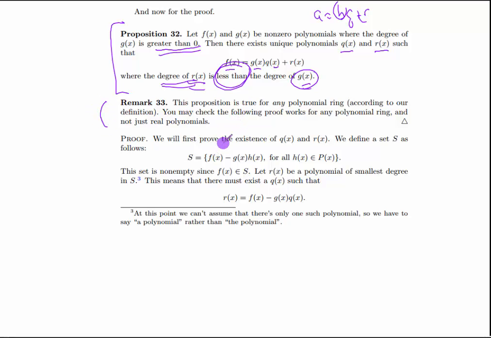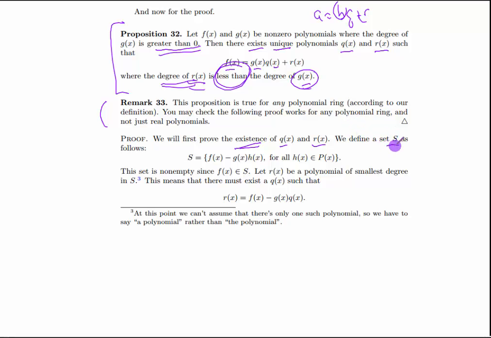So let's prove this. What do we have to prove here? We have that it exists and it's unique. We have a remainder whose degree is less than g, and it's unique. So the proof will have two parts. First of all, we'll prove the existence of the remainder and the quotient.